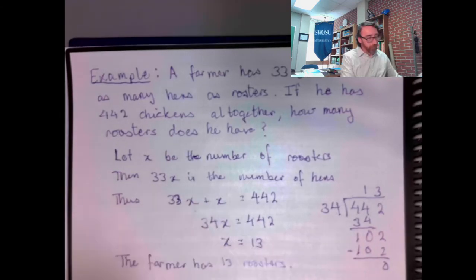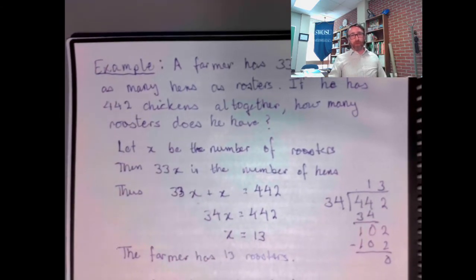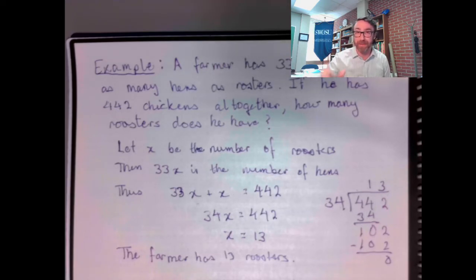And the farmer has 13 roosters. Okay, so a bar diagram for a situation like this would not be very helpful because you'd have to draw 33 segments in that top bar, right? If we were doing it like we did the book problem. So it's probably simpler to just do it with letters to stand for the unknown number of roosters that we wanted to find.